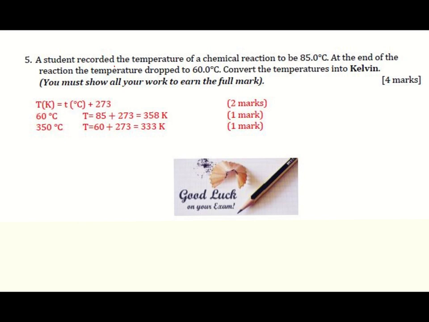And then you will get the temperature in Kelvin. The first reading, 85 plus 273 equals 358 Kelvin. And for the second one, 60 plus 273 equals 333 Kelvin.